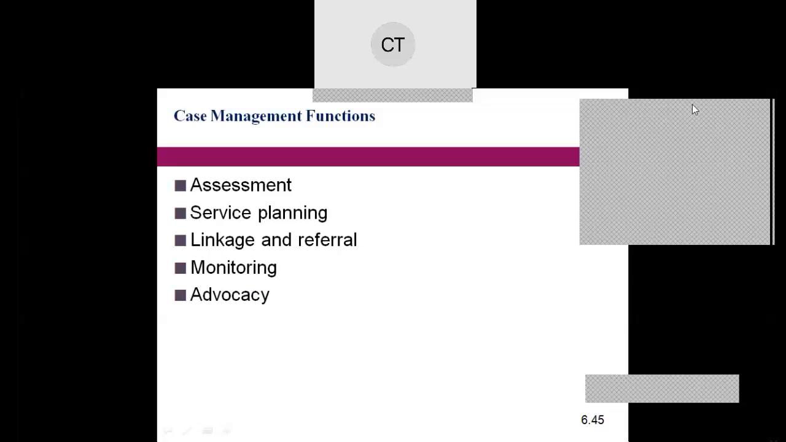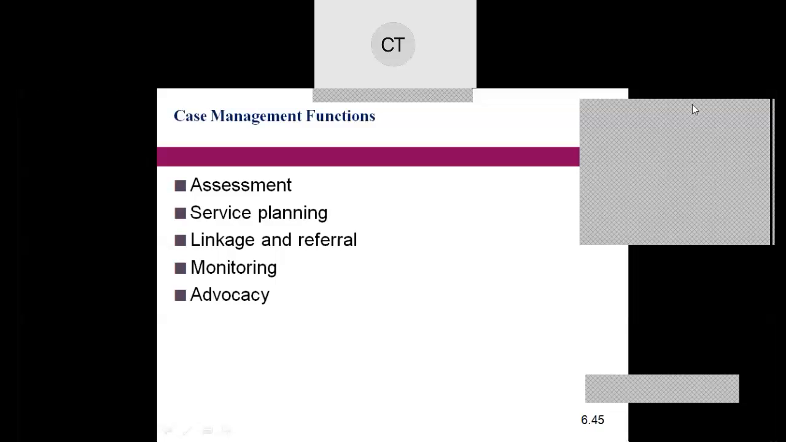How does case management function? Basically the case manager assesses the problem. What are the needs? Then planning is done. Then the linkage and referral. Linkage and referral means, as I said earlier, in a treatment facility there may not be all the facilities that are needed, or that facility may not be able to meet all the needs of the client. In such situations, the case manager links the services and refers the clients to various service providers so that he gets proper services from service agencies.